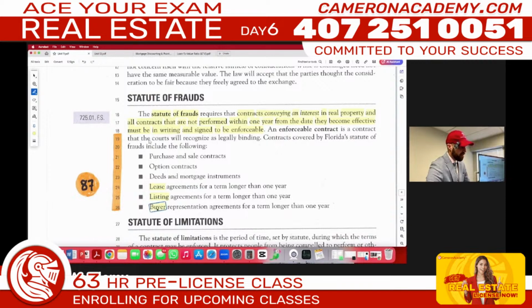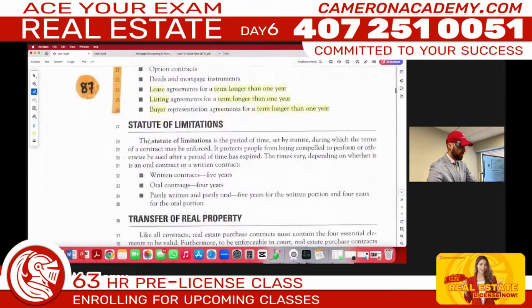listing, and buyer agreements for a term of longer than what? 1 year must be in writing and signed to be enforceable. So that means if the lease is 6 months, less than a year, it doesn't have to be in writing and signed to be enforceable in the court of law. You can still enforce it, even though it's verbal. It would be very difficult, you can imagine. The judge is thinking it's all he say, she say. They call it hearsay. But you could accomplish it.